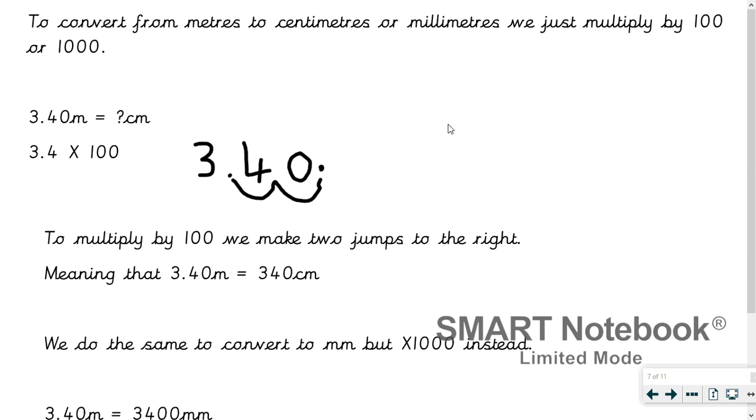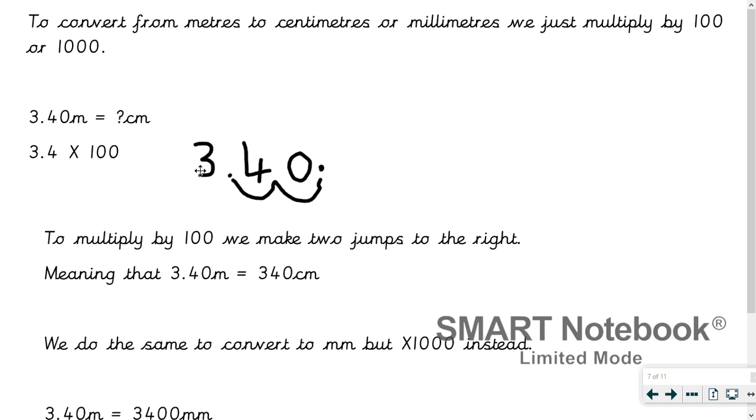And to go the other way, so to go from metres to centimetres, of which there are going to be more, we're not going to divide and make that number smaller like we have been. We need to make that number bigger, because there'll be more centimetres than there would be metres. So if I've got 3.40 metres, how many centimetres? There's 100 of them, so we're going to times by 100.